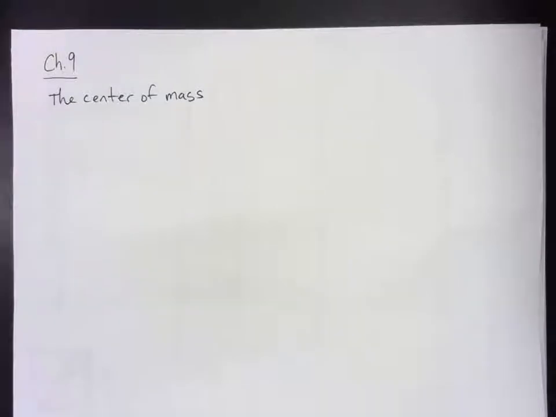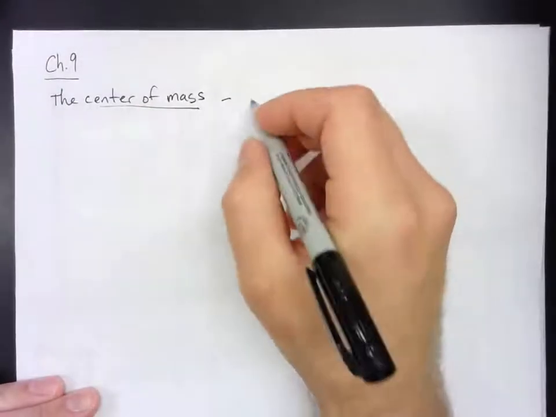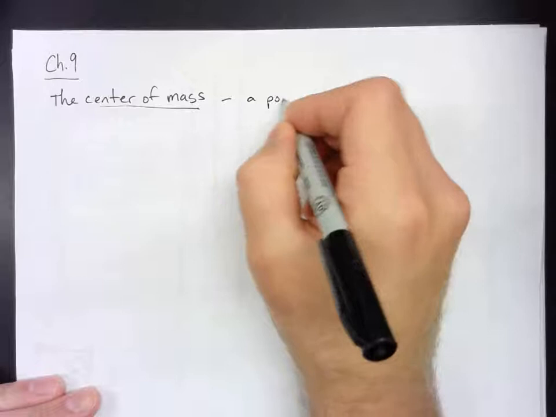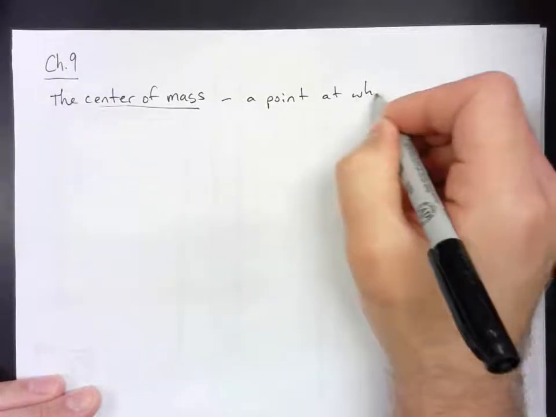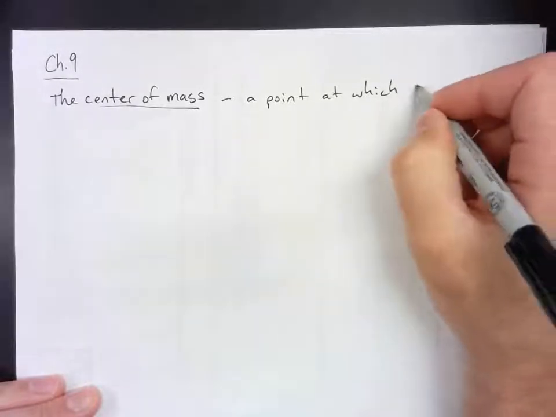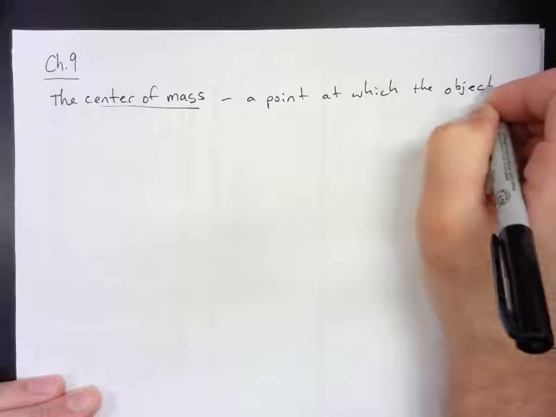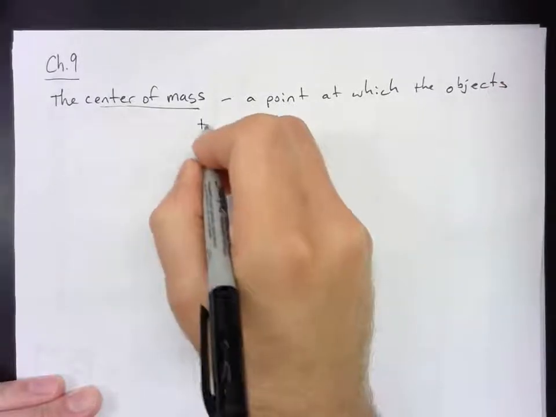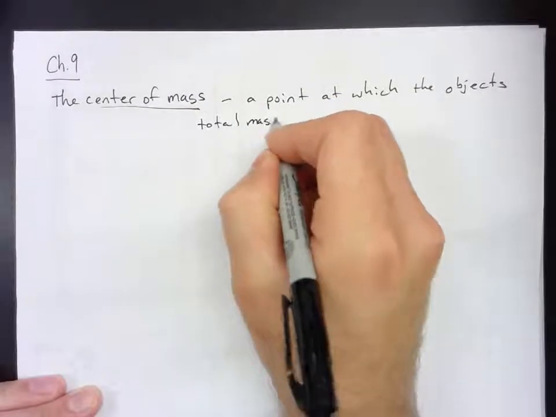So today we're going to start Chapter 9, and it starts with the center of mass. The center of mass is a point at which the object's total mass is concentrated.